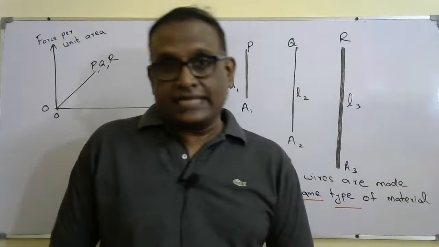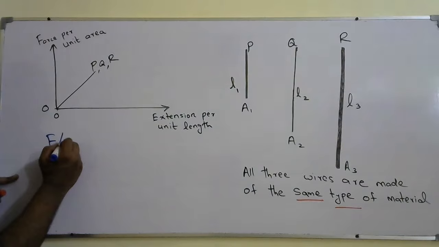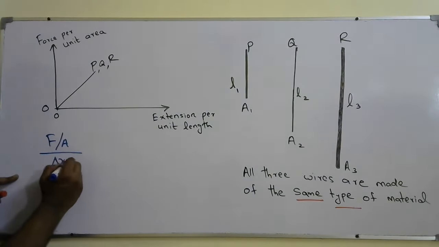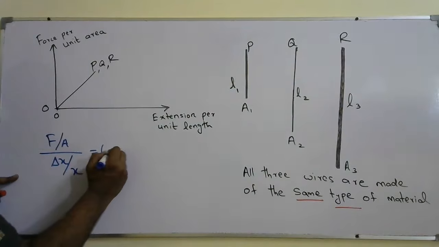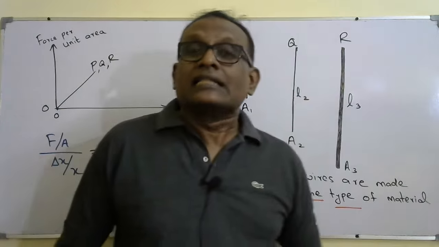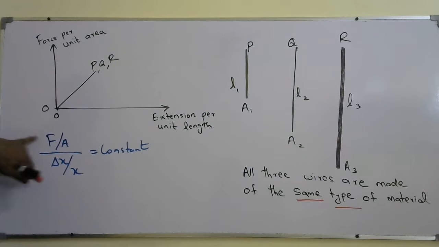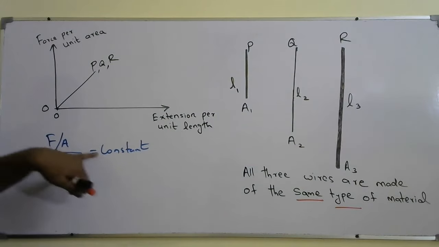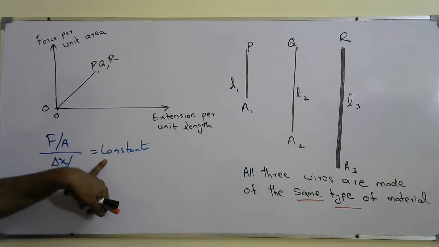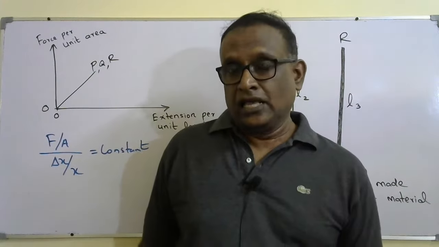That means we can conclude that the ratio of force per unit area divided by extension per initial length is constant for a particular type of material. That is called Young modulus. This ratio between force per unit area and extension per unit length is constant for a type of material, and that indicates the stiffness of the type of material.